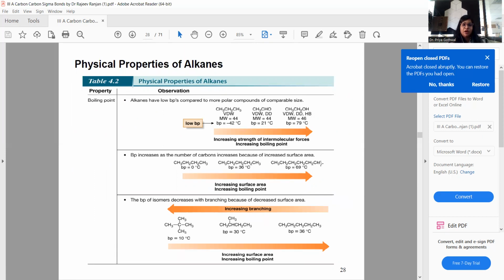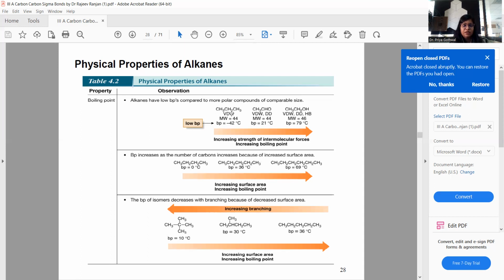And now the physical properties of alkanes. Some physical properties of alkanes are given below, like boiling point. Observation: we can see alkanes have low boiling points compared to more polar compounds of comparable size. Here we can say through the examples: propane, acetaldehyde, ethanol, which are the corresponding compounds of the alkanes, known as derivatives of the alkanes.